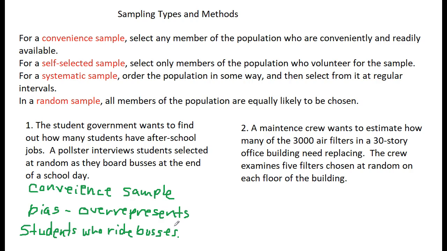Okay, well, this would be an example of systematic. Why? Because they are ordering the population in some way and selecting from regular intervals. They are taking 5 random filters from each floor of the building. Okay, so systematic.